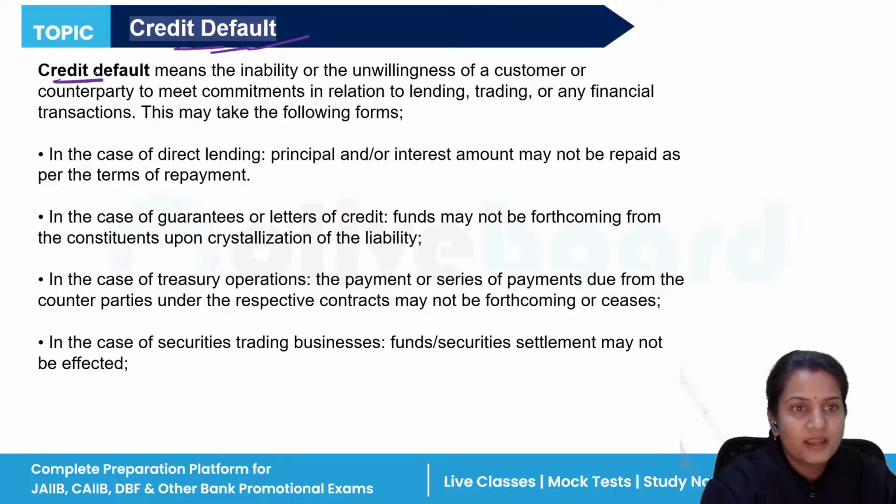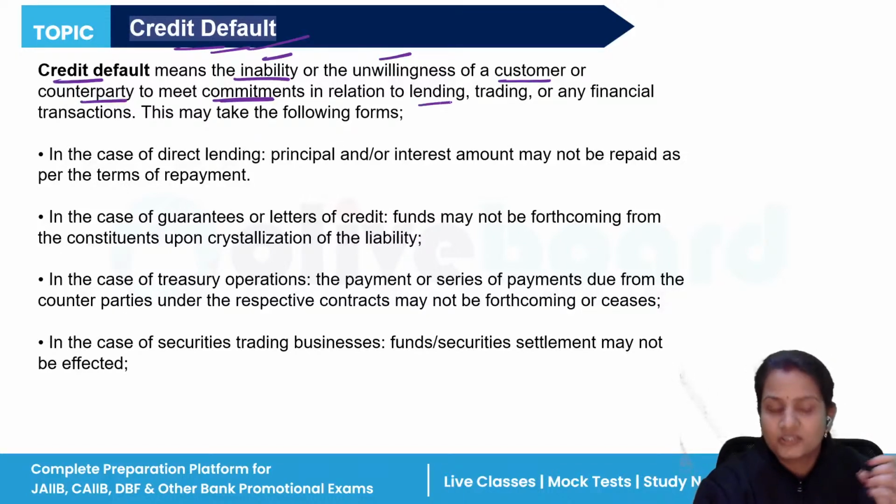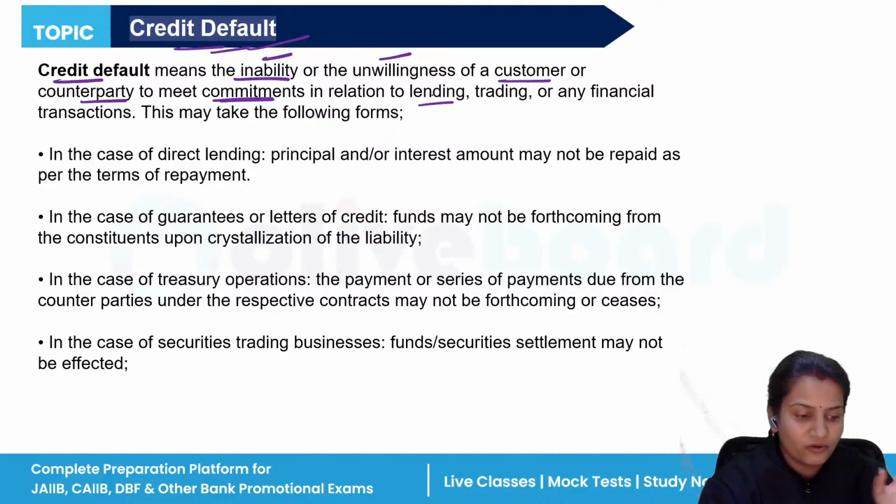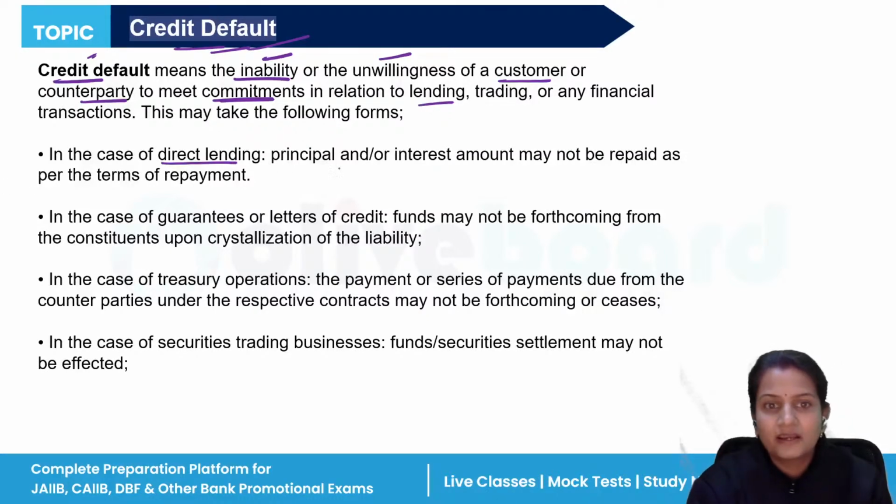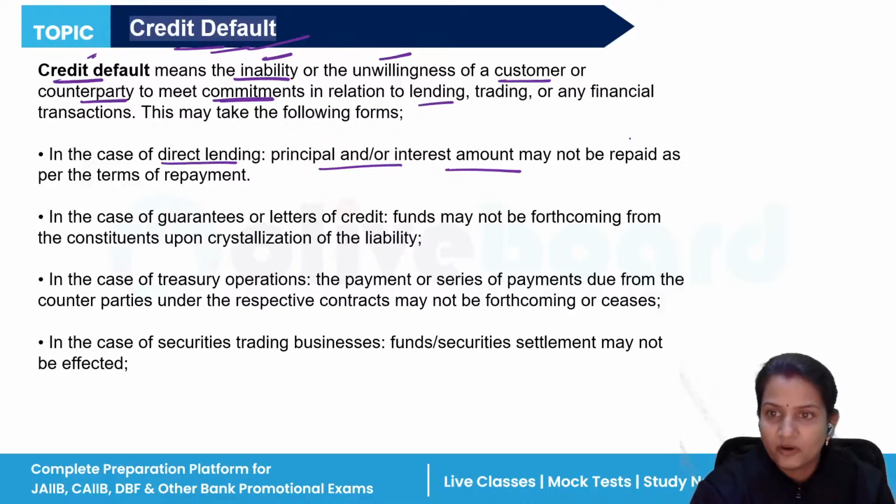Again, credit default arises because of the inability or the unwillingness of a customer or counterparty to meet all the commitments in relation to lending. When the money was lent, all the commitments were made to the lending authority by the borrower. If they have not met any of the commitments, if they have not repaid the amount, then credit default arises. In case of direct lending, the principal or interest amount may not be repaid.